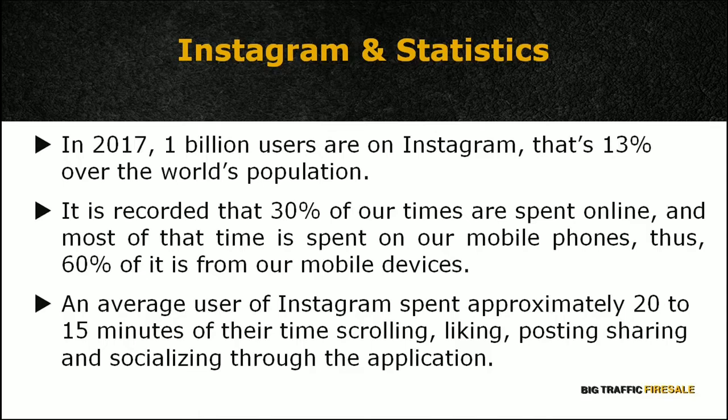It's recorded 30% of our time is spent online, and most of it is spent on our mobile phones. Thus, 60% of it is from our mobile devices. It means the total hours spent on social media has overtaken the time spent on eating and socializing in person. An average Instagram user spends approximately 15 to 20 minutes of their time scrolling, liking, posting, sharing, and socializing.